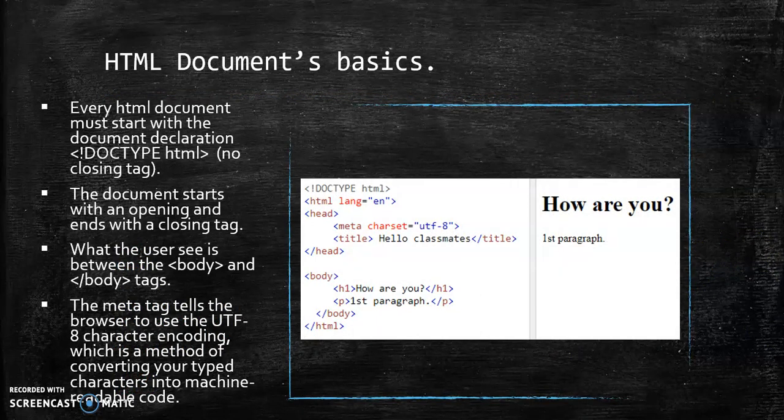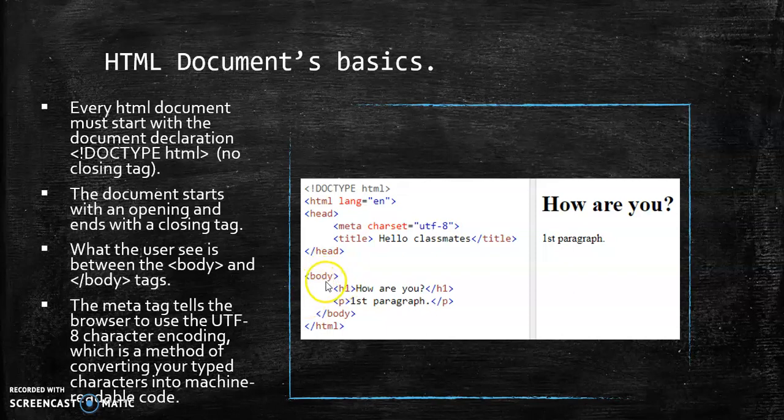After diving a little bit into what HTML is about, I'd like to move on to HTML basics. The main thing you need to know is that every HTML document must start with the document declaration doctype. And it is an empty tag, so it doesn't have a closing tag. We can see it right here. And we also need to know that the document starts with an opening and ends with a closing tag. So here's an opening HTML tag, and we add the English language, and there's a closing tag.